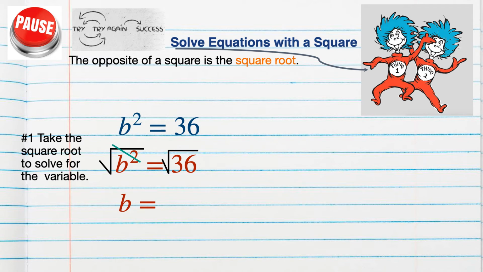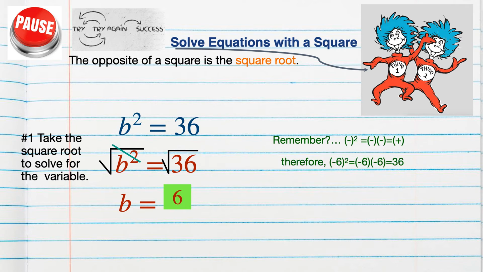What did you get? Now most students will answer 6 because that's what you want to immediately give, because that's what your brain is telling you, because that's what it sees. But we've got to remember that a negative integer being squared is also equal to a positive. So therefore, negative 6 squared is also equal to positive 36. So therefore, negative 6 is also a solution to this equation.